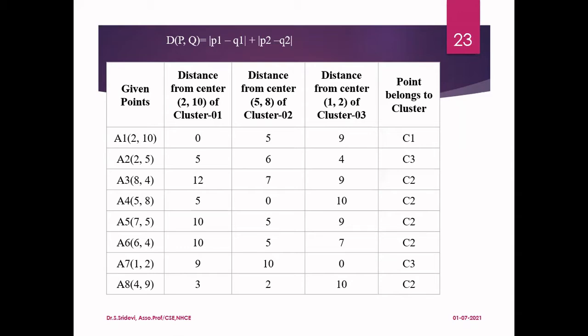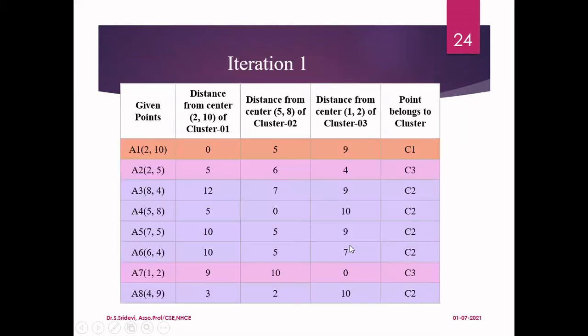Likewise, you find the cluster of all the remaining points. And once we do that, we can group them. Now we can say that the point A1 is part of cluster 1, and the points A3, A4, A5, A6 and A8 are part of cluster 2, and A2 and A7 are part of cluster 3. So now we can group these points and form the new clusters.